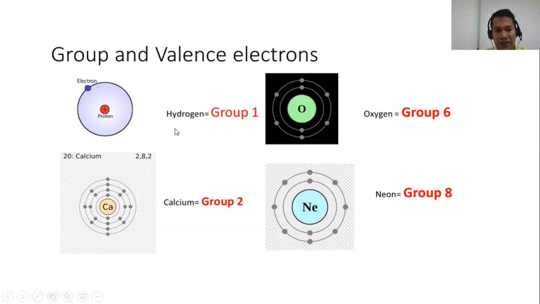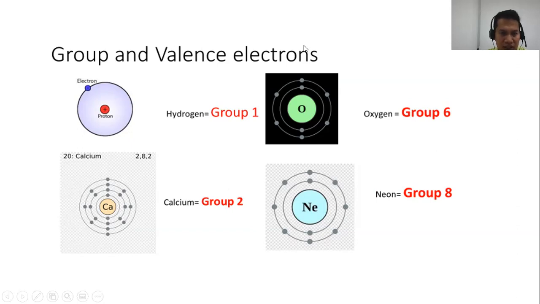Example, hydrogen again. I will use hydrogen, the same example. Hydrogen is in group 1. If we are going to use the Bohr model, it's going to look like this. So group 1, it has 1 electron in the outer shell. Calcium is in group 2, so you will count the last shell only. This is the last, so it has 2 valence electrons.